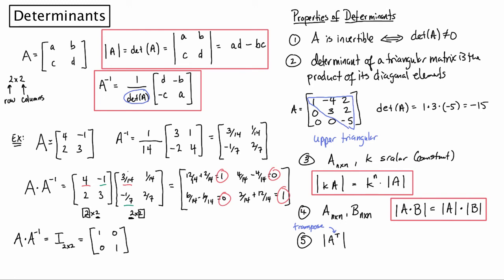So if what was a row is now a column, what does that do to the determinant? Well, it turns out that it does nothing. So switching rows and columns maintains the determinant.